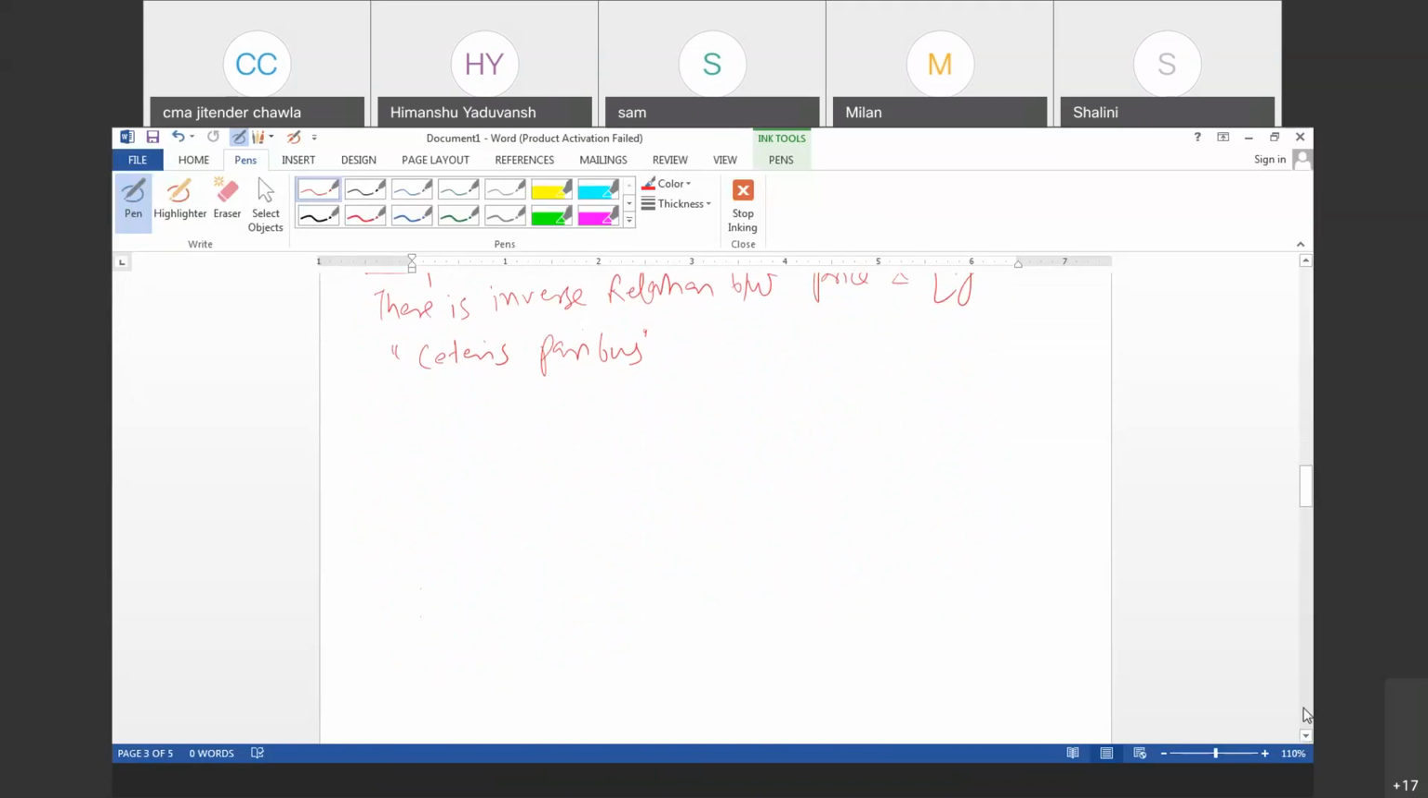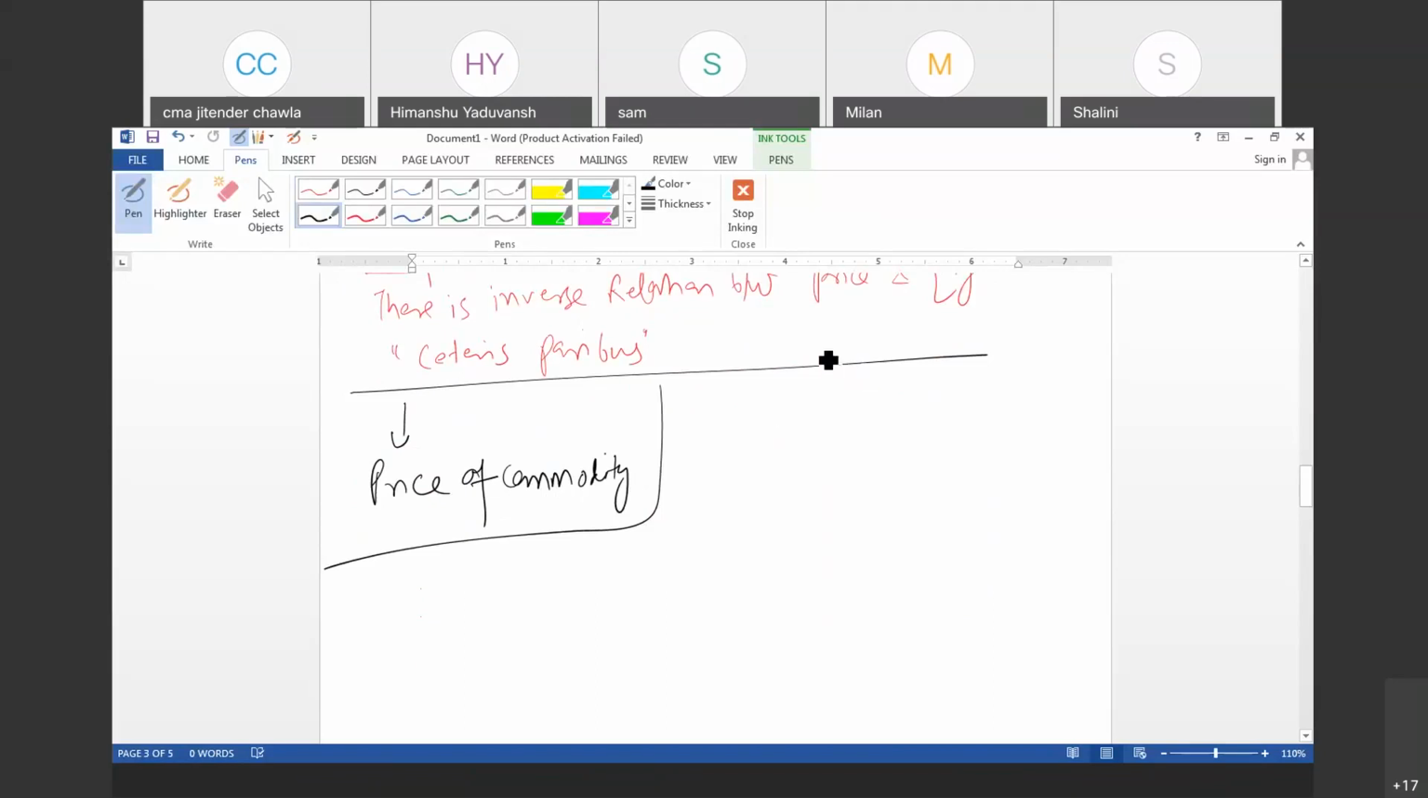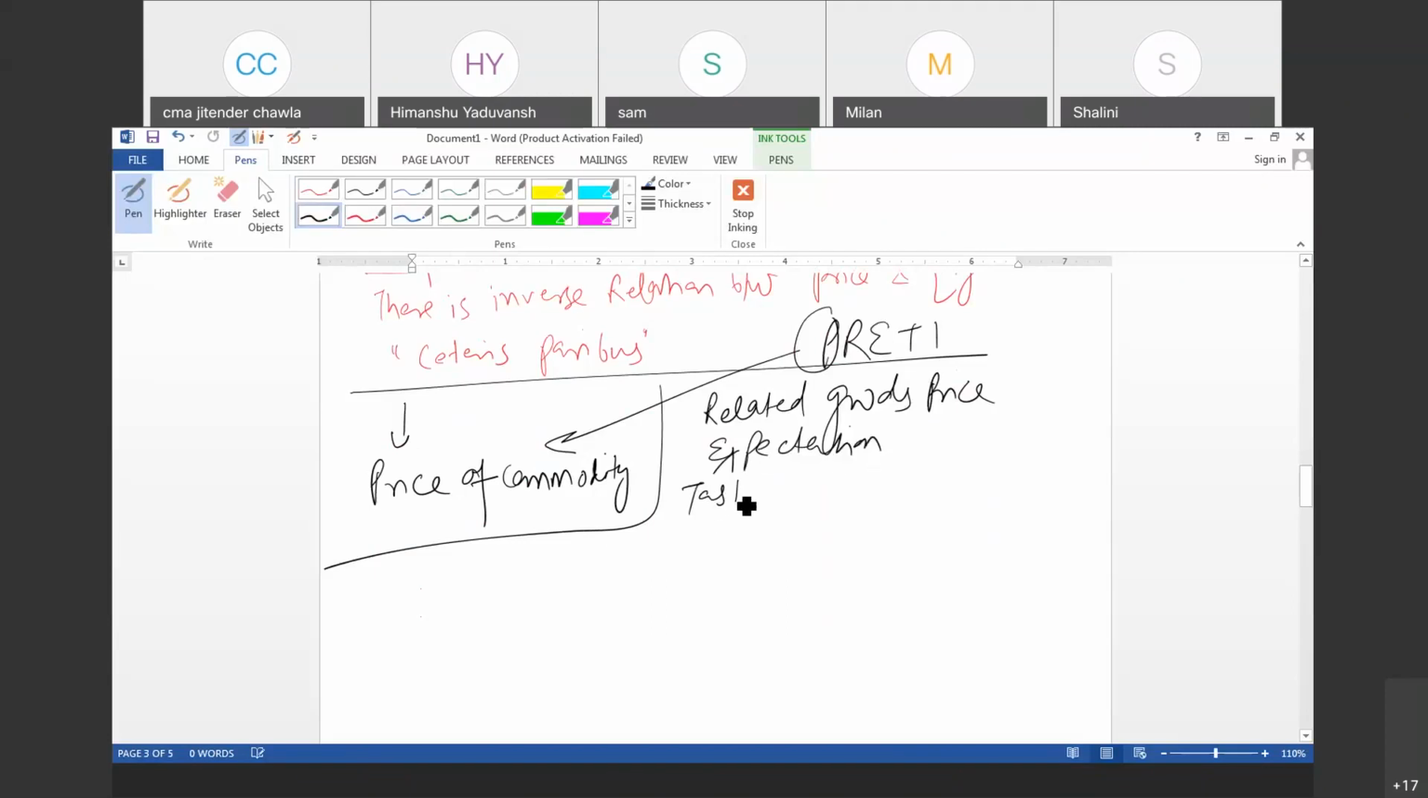Now, what do you mean by factors? What do you mean by ceteris paribus? I already write there are 5 factors which affect. First one is price of commodity. And what are the other factors? I told you, remember the T. T को तो मैंने यहाँ ले लिया. बाकी R stands for the related good price. Expectation. Taste and preference. Income of consumer. हम इसको कांस्टेंट मान रहे हैं. हम कह रहे हैं कि इसमें कोई चेंज नहीं हुआ.